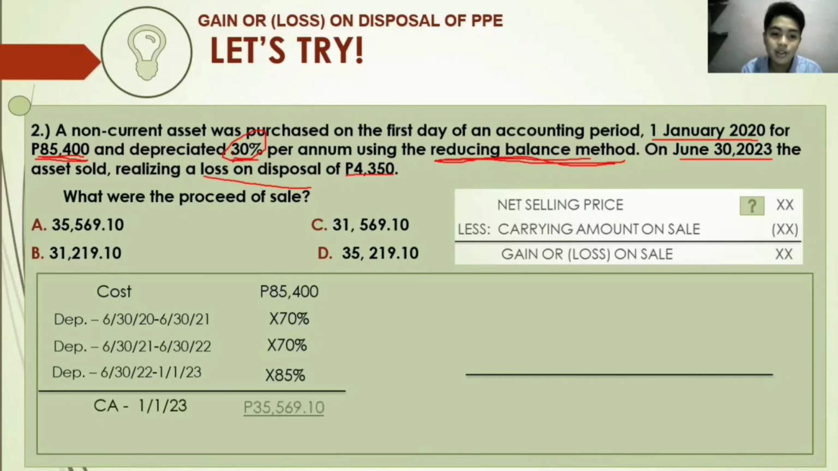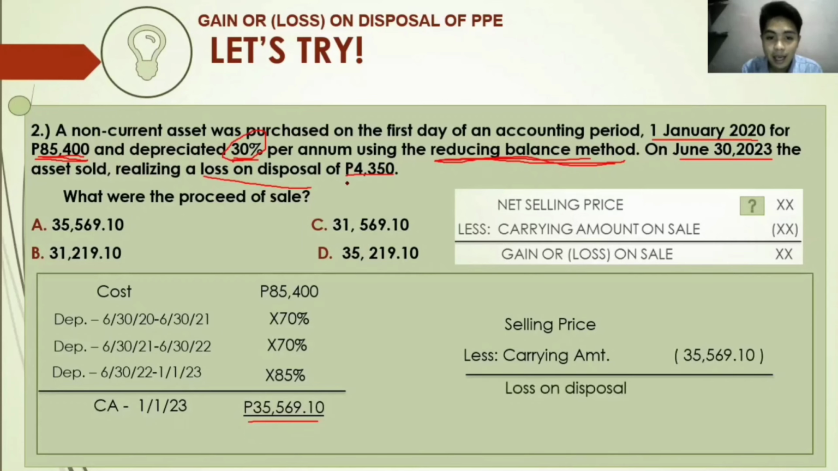Ang carrying amount natin, how much? 35,569.10. So, let's proceed. Selling price, unknown pa. How much the carrying amount? Ito yun guys, yung na-compute natin. 35,569.10. Minus lang natin yan. And then how much the loss on disposal? Ito guys, 4,350. Minus natin. So paano po natin kukumputin si selling price? Work back lang tayo guys. Work back. Okay. Minus lang natin. 35,569.10 minus 4,350. Ang sagot, 31,219.10. The answer will be letter B.